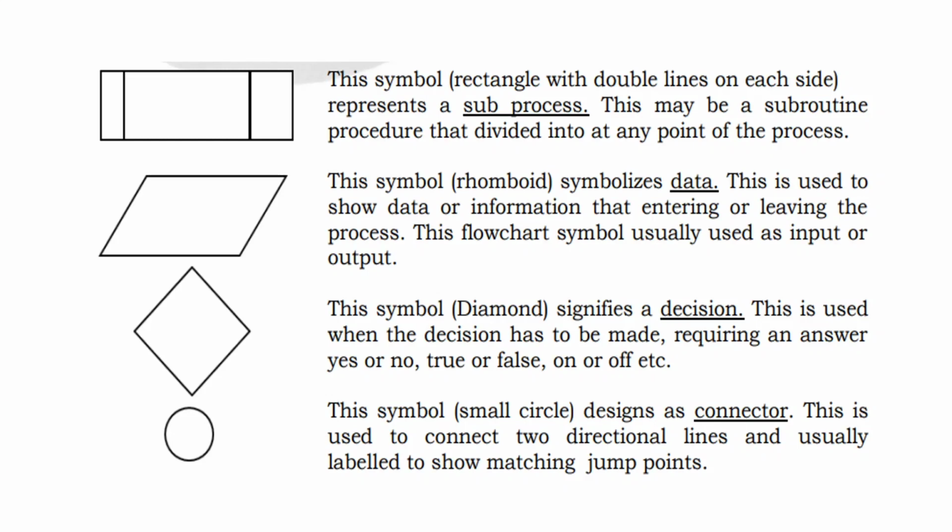Next, we have the rhomboid. It symbolizes data. This is used to show data or information entering or leaving the process. This flowchart symbol is usually used as input or output. So, whenever you want to view the result, view the answer, or enter data, you will use the rhomboid.